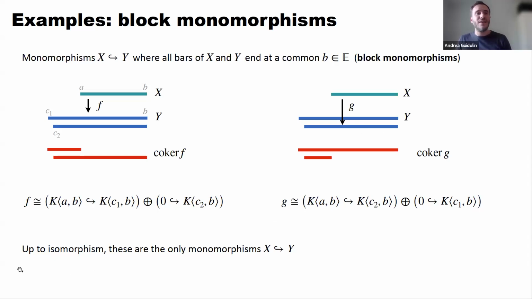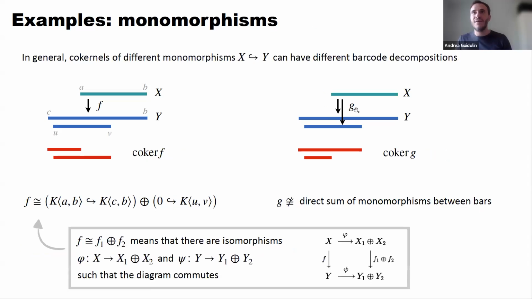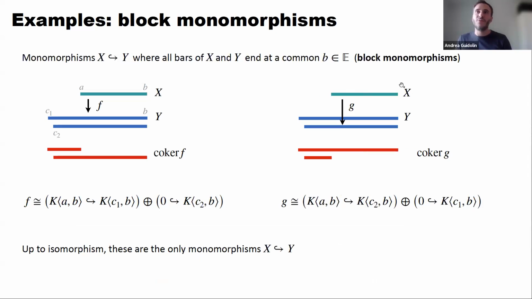But in this case, it's interesting to observe that up to isomorphisms, these are the only monomorphisms that we have between this x and y. So if I briefly go back to the previous slide, the situation where the bar of x maps to both bars actually falls within this type of situation here. It's basically because we can do a change of basis in y, which we couldn't do in the previous example.